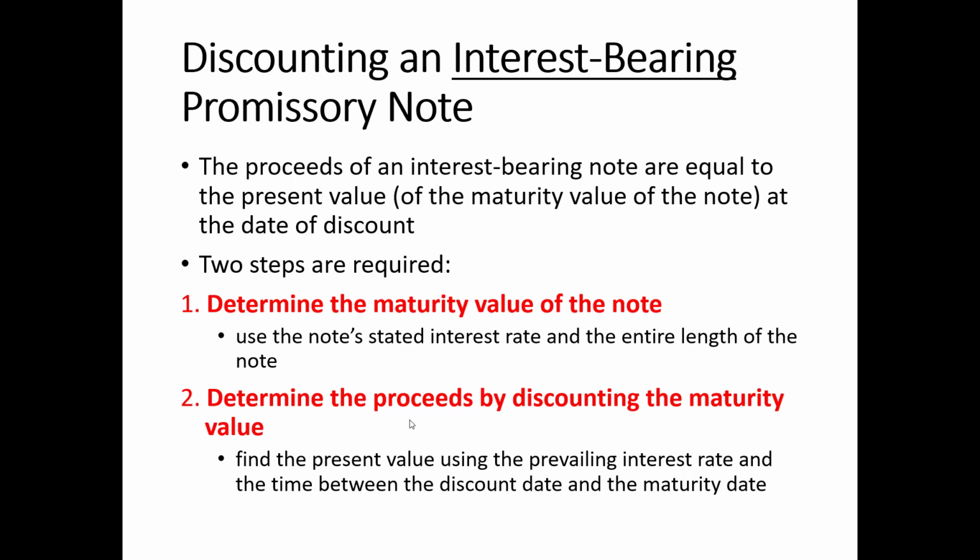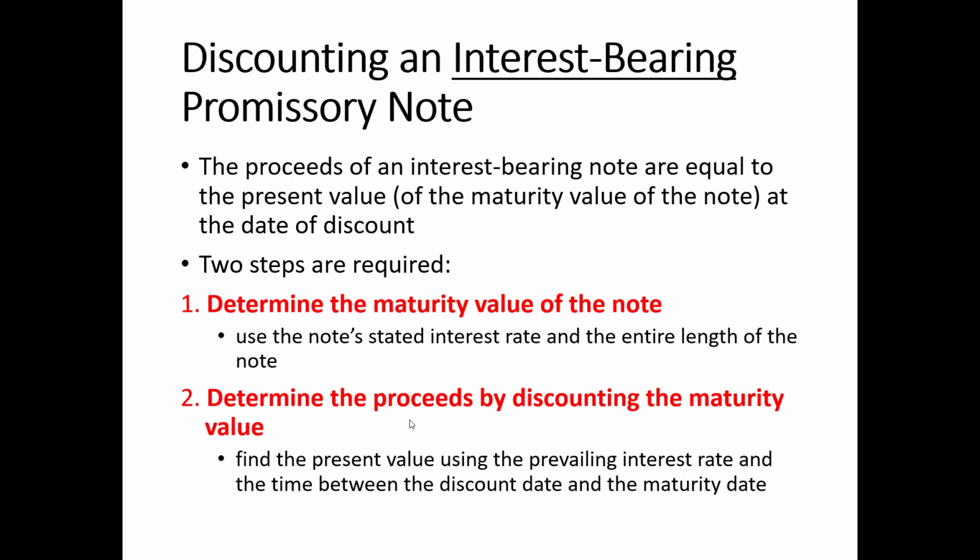The proceeds, the money you get, of an interest bearing note are equal to the present value of the maturity value of the note at the date of the discount. Two steps are required for this. First of all, we don't know what the maturity value of the note is. For the non-interest bearing promissory note, we knew we would receive a certain amount at maturity. In this case, we do not know what we're going to receive at maturity, so we have to find a future value. We have to find the maturity value of the note, step 1. Then we determine the proceeds by discounting that maturity value.